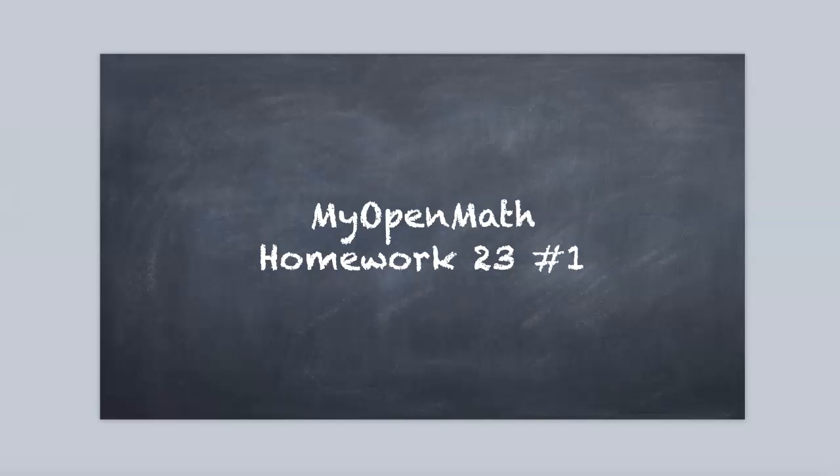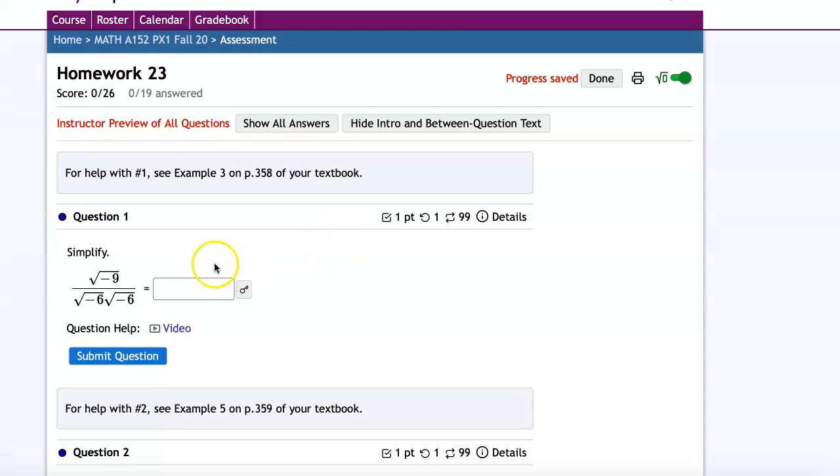So now let's take a look at my Open Math Homework 23, question number 1. Here in question number 1, we are to simplify this fraction, and the fraction has square roots of negative numbers. In order to do this, you first must change each individual radical to a form with I. Looking at the numerator, the square root of -9 is equal to the square root of -1 times the square root of 9. So we can write the square root of -9 as I times the square root of 9.